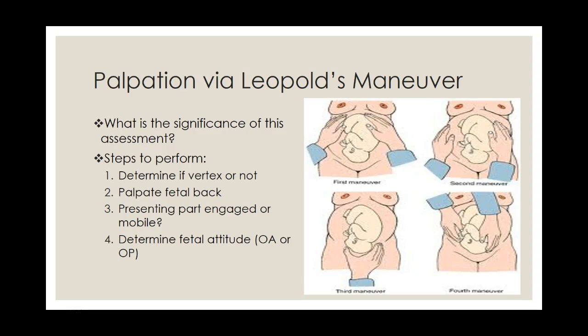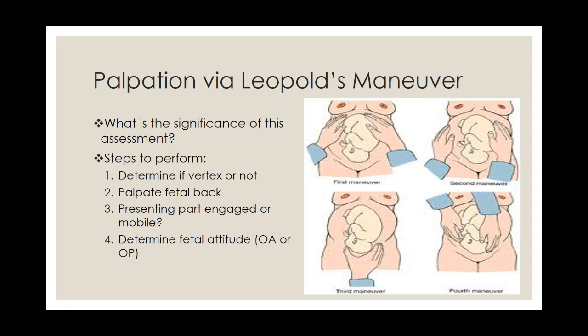The second maneuver is we use our hands on either side of the belly, sort of more in the middle, and try to feel where the baby's at. The third maneuver, we put our hand kind of right above the symphysis pubis, or whatever the presenting part or engaged part is, and we determine if it's mobile or not. And then we attempt to determine fetal attitude in this fourth picture.